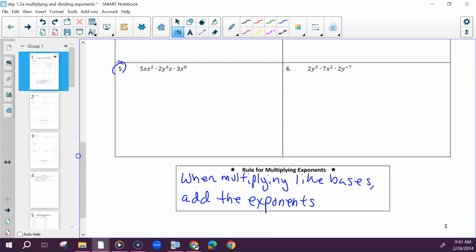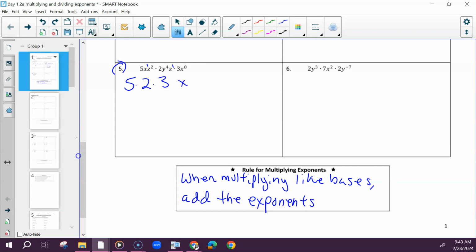So I see that we have common x's, like bases of x's, like bases of z's, and we have a random y. Then we have these three numbers that have nothing to do with each other. So we don't have like base numbers, but we can still multiply them. I'm going to rearrange. 5 times 2 times 3. Anything that doesn't have an exponent, I'm going to put a 1. And you don't have to do this. I'm just doing this to show you how it works. But eventually you should be able to just add them and put it together.